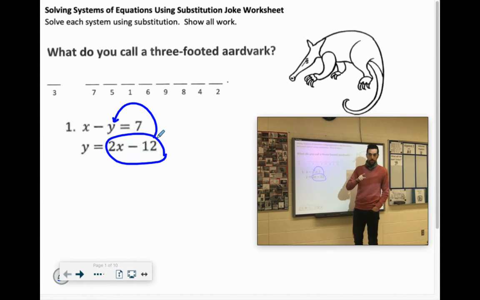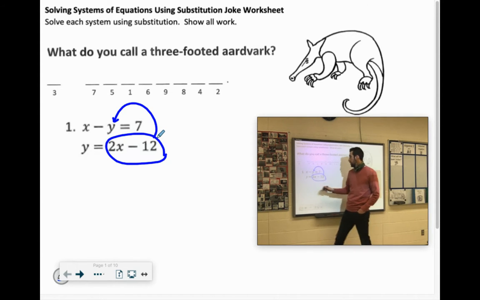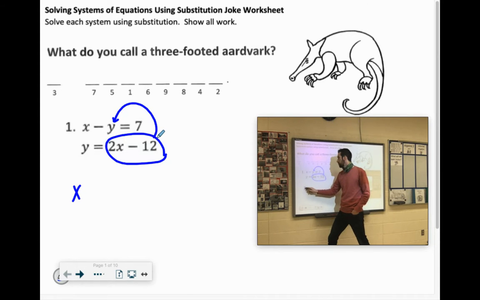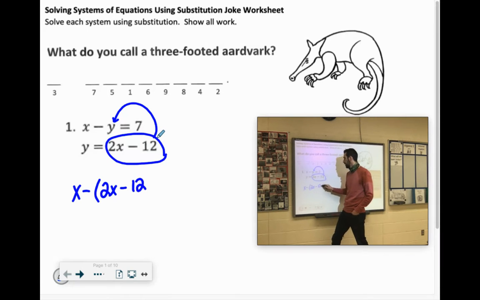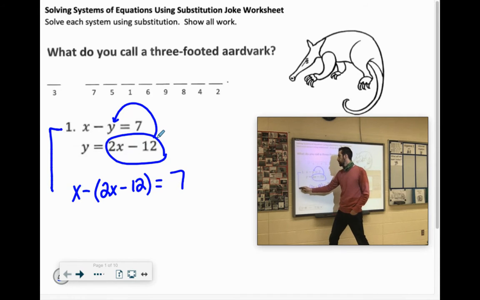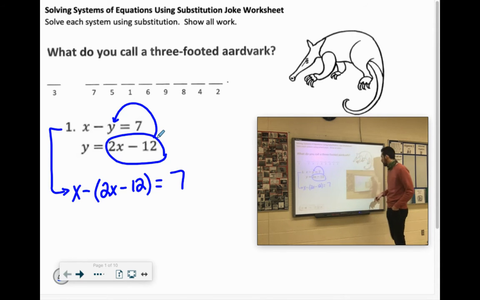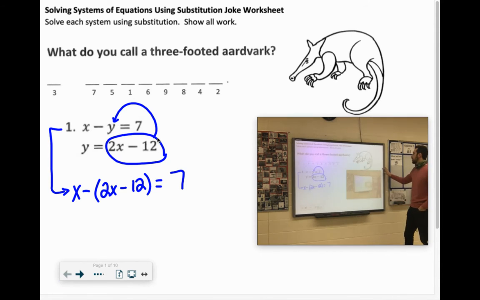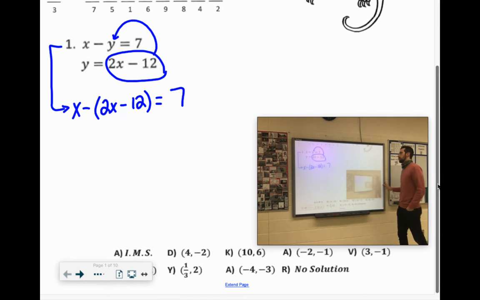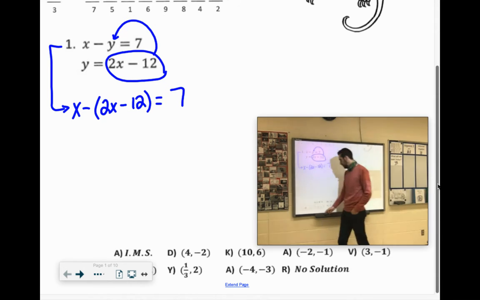This is why it's important to put things in parentheses. So we'll say x minus y, which we're replacing with (2x minus 12), equals 7. So if you look, this first equation is the same, except we just replaced the y. We've substituted in what we know y to equal. Now it's all x's, and we can solve equations like that.